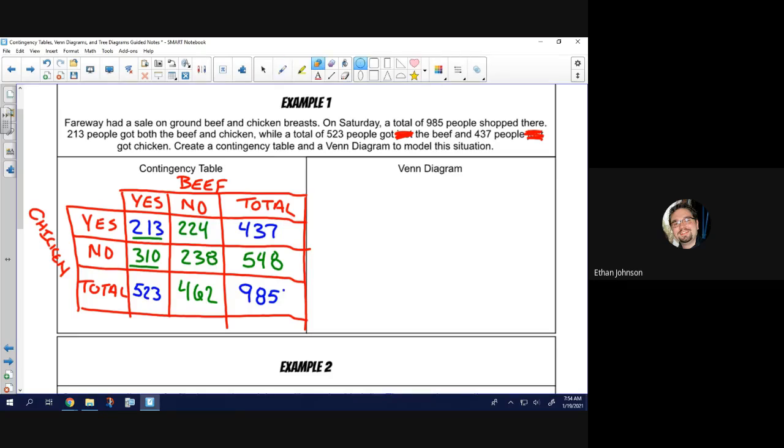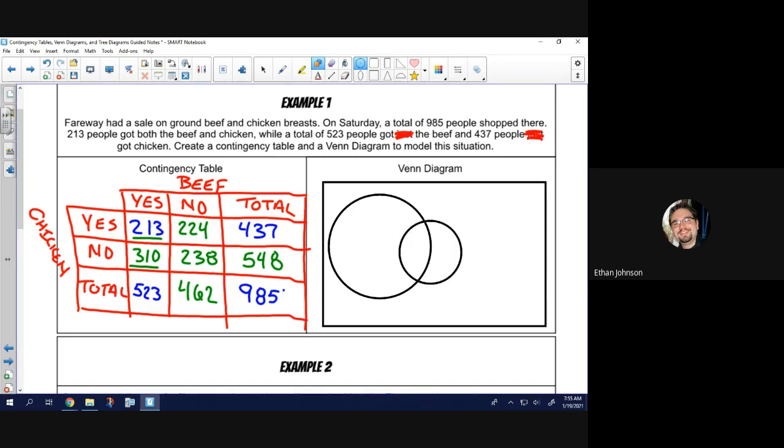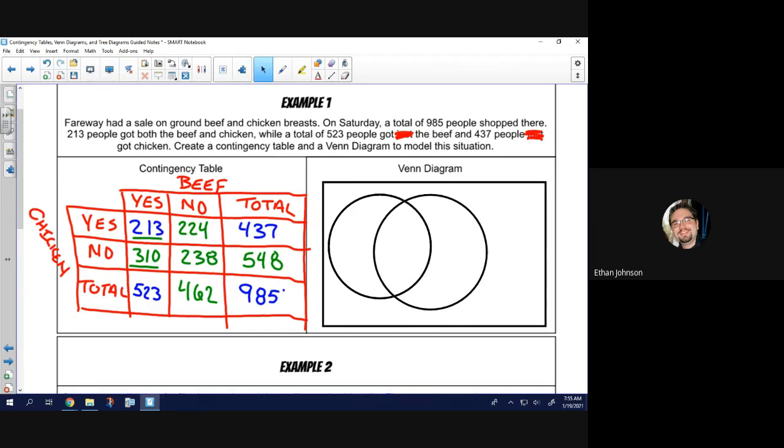The Venn diagram, on the other hand, we first need to make a rectangle. Now, the rectangle is going to represent all possible events. And once again, in this problem, we could get chicken or beef. I'll spread these out a little bit.